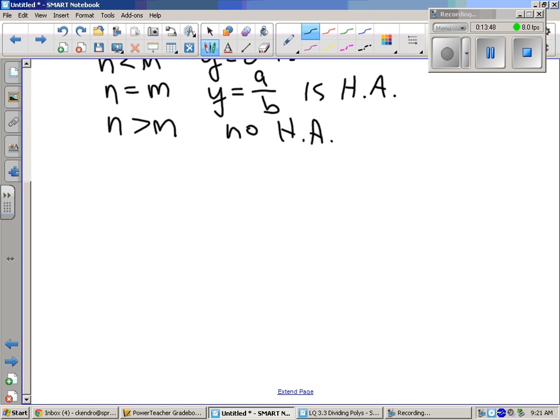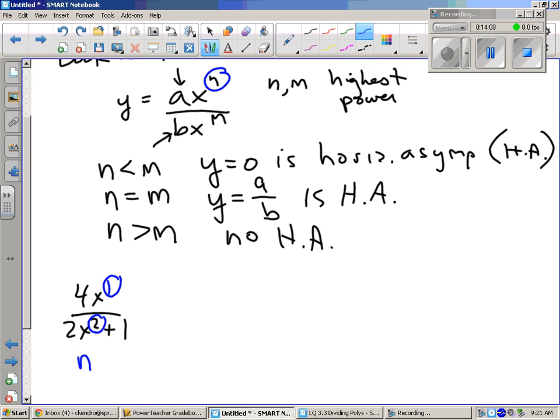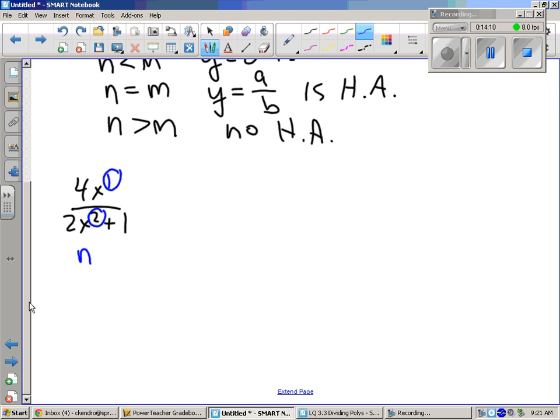Let's try a couple problems here. Let's say I have 4x over 2x squared plus 1. So look at the powers. I've got a power of 1 and a power of 2. 1 is less than 2. Let's go back up here. n is on the top, m is on the bottom. So n is less than m, so that means y equals 0 is your horizontal asymptote. So that's your x-axis. There'll be a dotted line there, and you cannot cross over that.